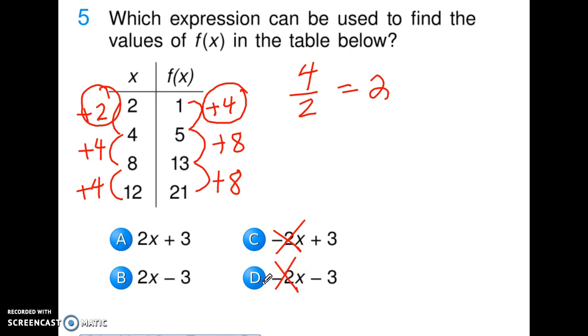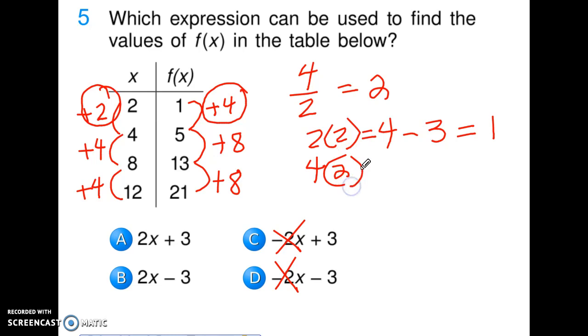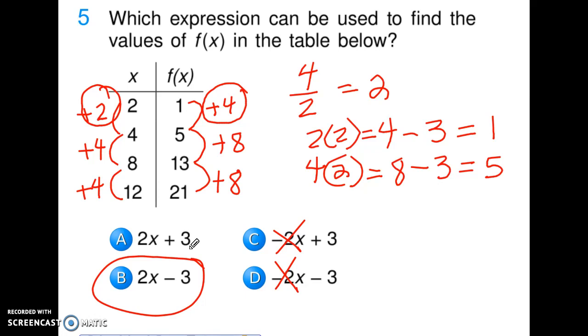Okay, so let's see what happens as I multiply my x values by 2. What is 2 times 2? Well, it's 4. I need it to be 1, so I need to subtract 3 to give me 1. Let's test it on the second one. 4 times 2 is 8, but I need it to be 5. So if I subtract 3 again, I get 5. So B is my answer. I need to subtract 3, not add 3.